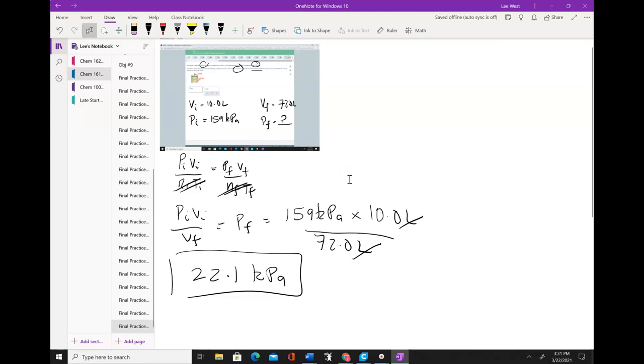And also when you cancel your units, have a look and take seriously what's left behind. And if they don't cancel out in the way that you're expecting, then you can guarantee that you got the problem wrong, and if you have time, you should go back and rethink it.